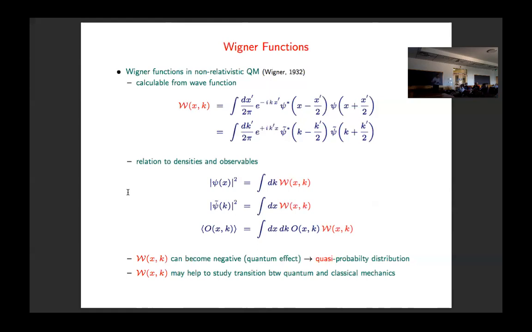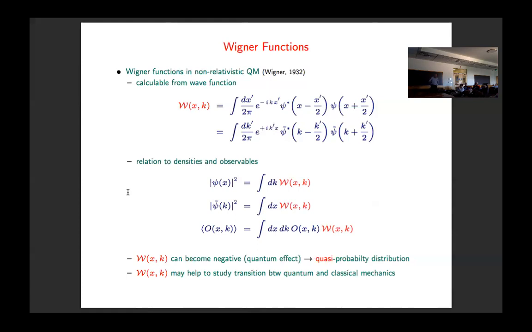Suppose this operator O is just the momentum. What would it look like on the right? Well, on the right-hand side you would just put k. That's it. So you don't need to look at an observable which simultaneously depends on position and momentum.